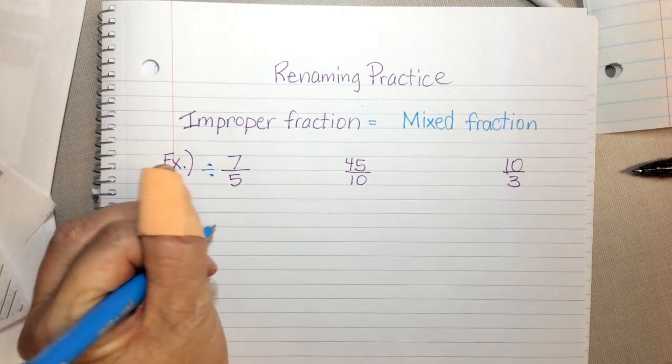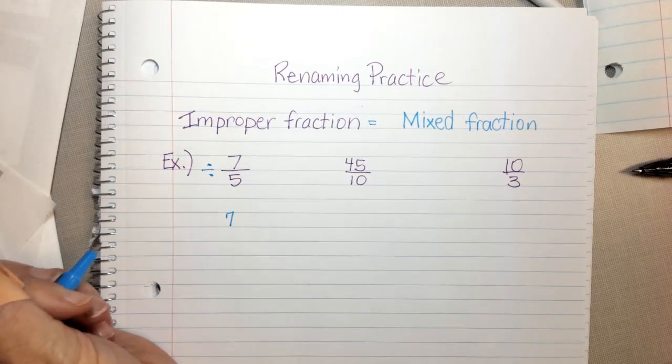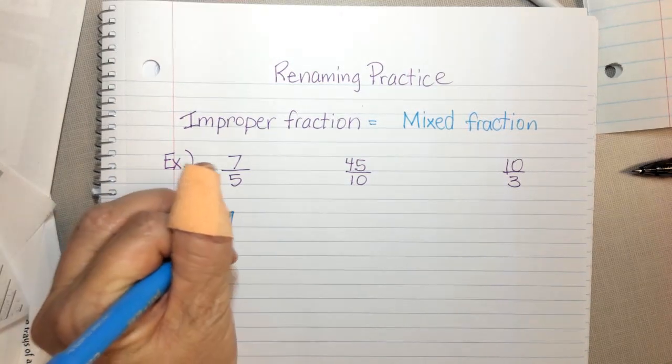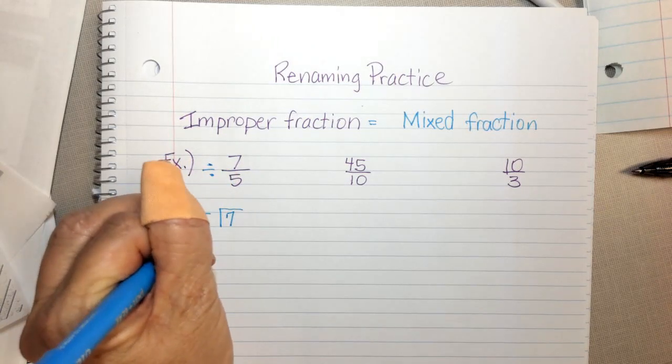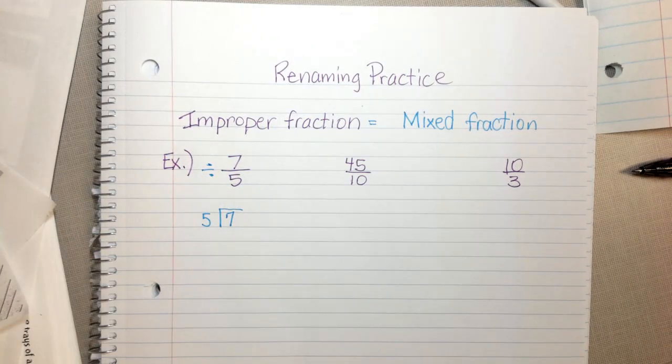What you're doing is you're taking your numerator and you're dividing it by your denominator. Do you remember us talking about that? I want to do this one with you, and then I'm going to set my timer for 2 minutes, and you're going to do the other 2.